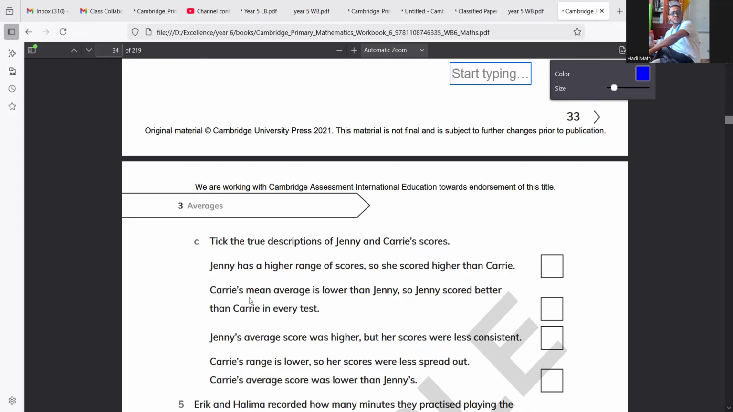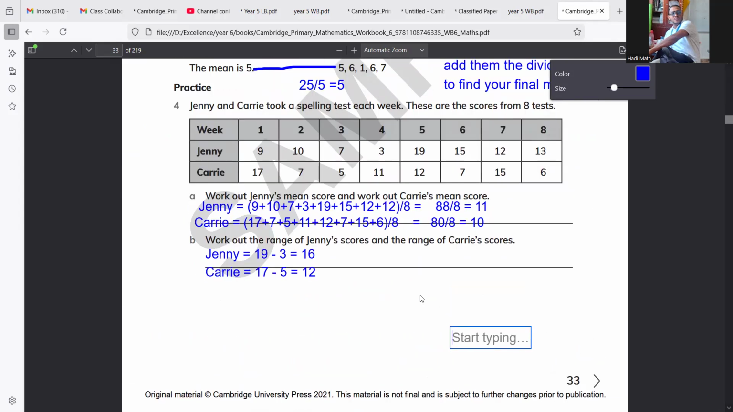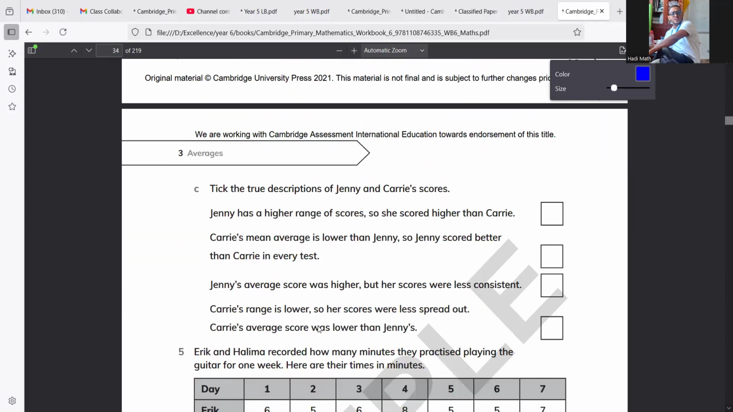Then we say Carrie's mean average is lower than Jenny, so Jenny scored better than Carrie in every test. No, not in every test. It means this is like the total. We cannot say this is true, because when her mean is lower than Jenny, that doesn't mean Jenny scored better than Carrie in every test. Because if you look at some tests, she scored 17 and here she scored 9. So that is actually not true at all.